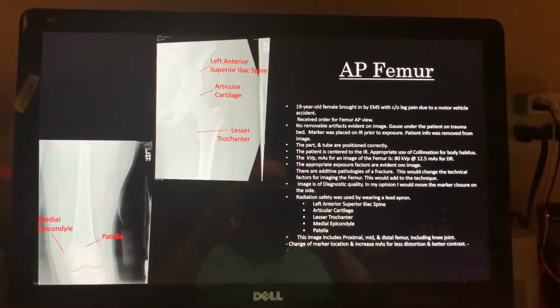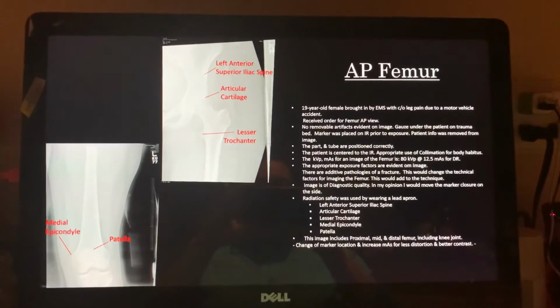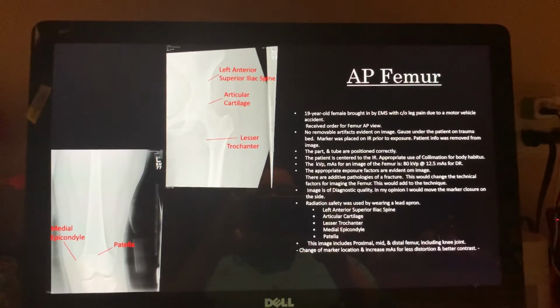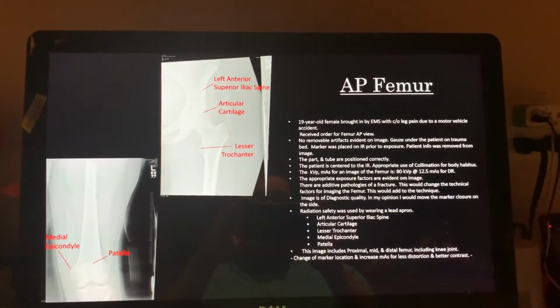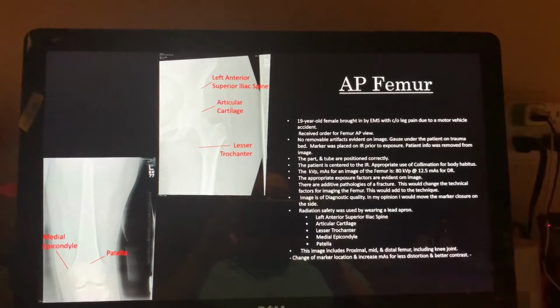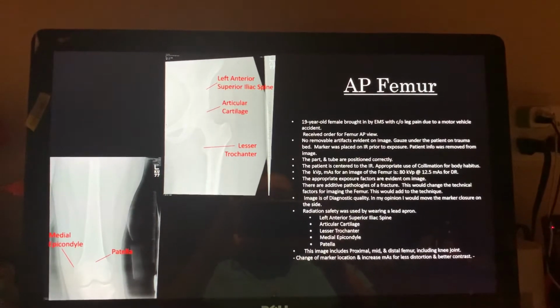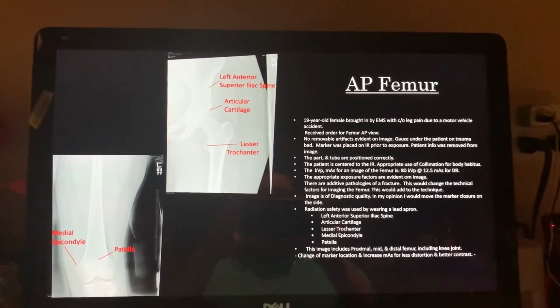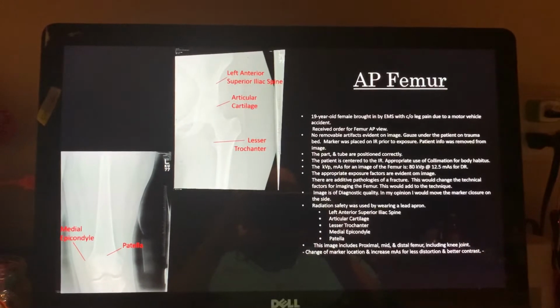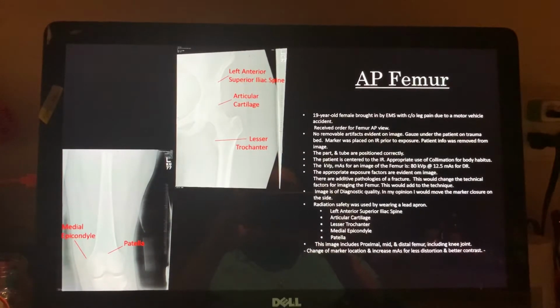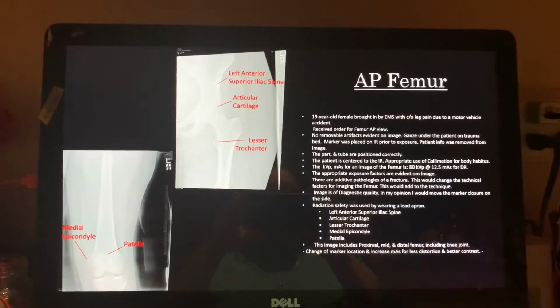Film eval for my pathology paper. AP femur. This is a 19-year-old female brought into Central Florida Regional by EMS with complaints of leg pain due to a motor vehicle accident. We received the trauma call with an order for AP view of a femur.